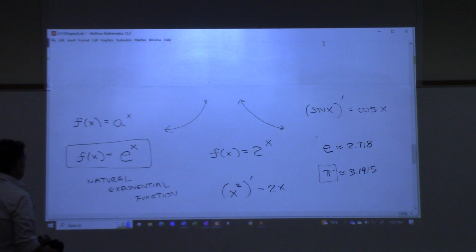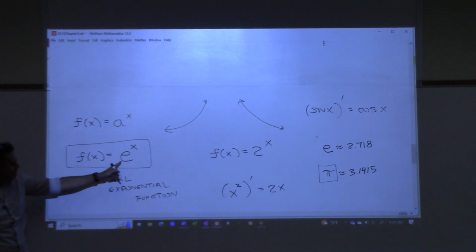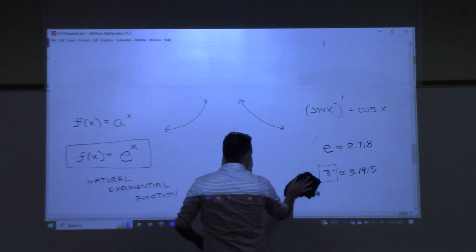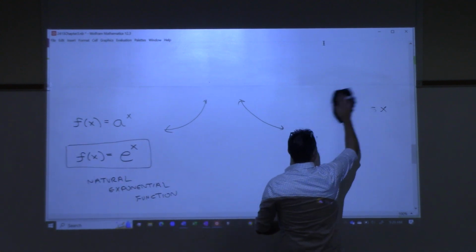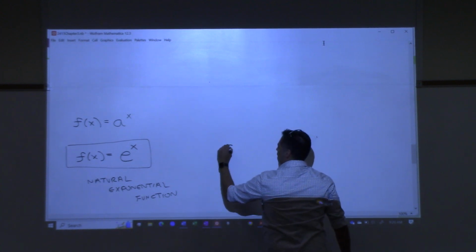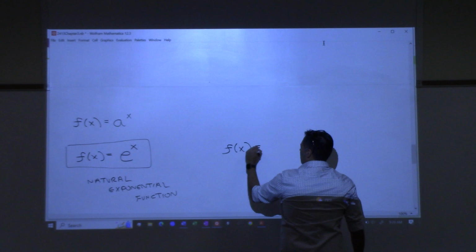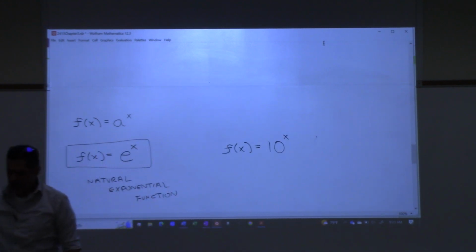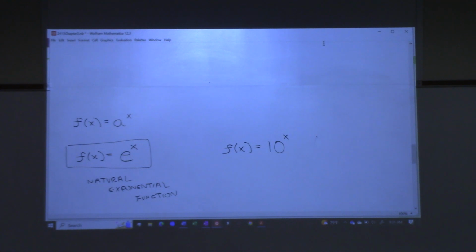Does anyone remember another special function that you were given in college algebra? Not as special as this one, but another exponential. It has a different base, but not base e. Anyone know? How about this one? Again, your professor may or may not have stressed that one too much to you. That one is the base 10 exponential function.